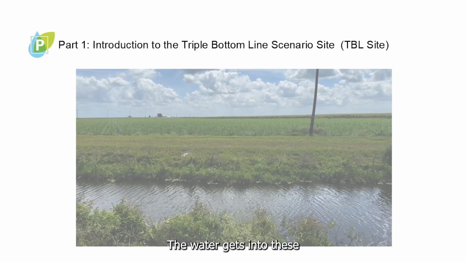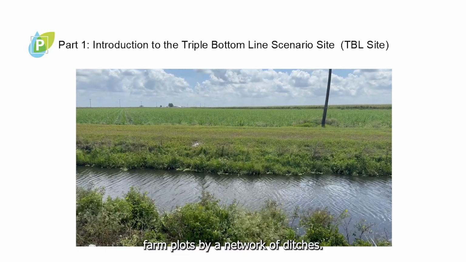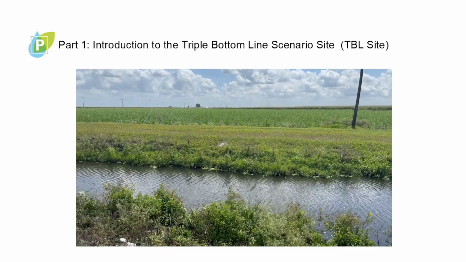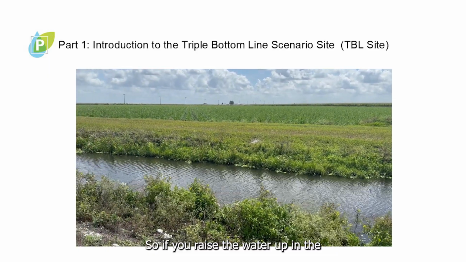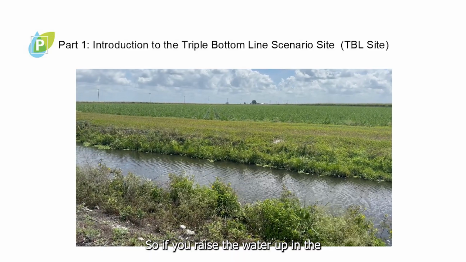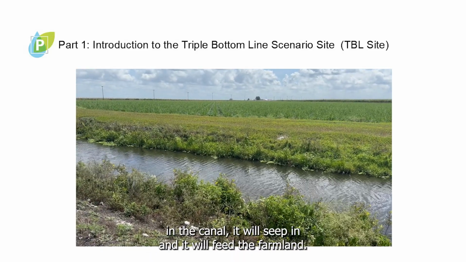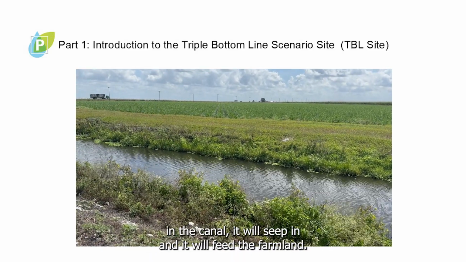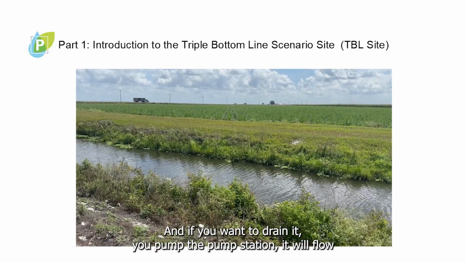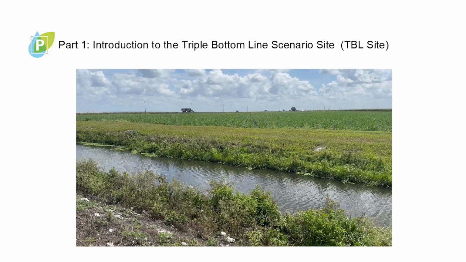The water gets into these farm plots by a network of ditches. So if you raise the water up in the canal, it'll seep in and it'll feed the farmland. And if you want to drain it, pump the pump station, it'll pull the water out.